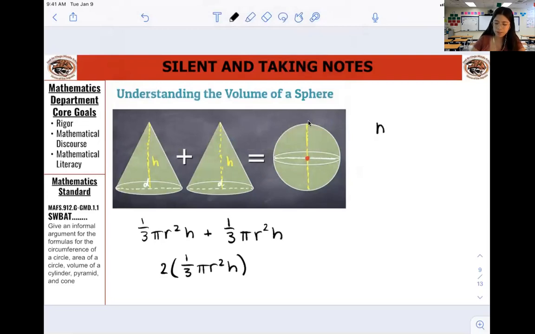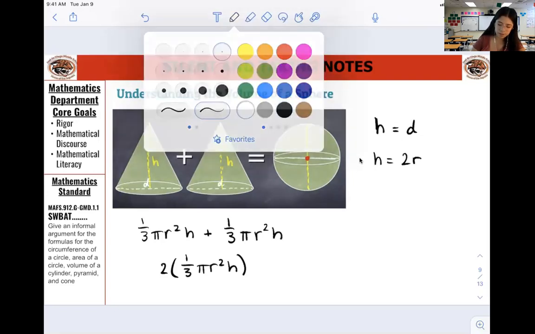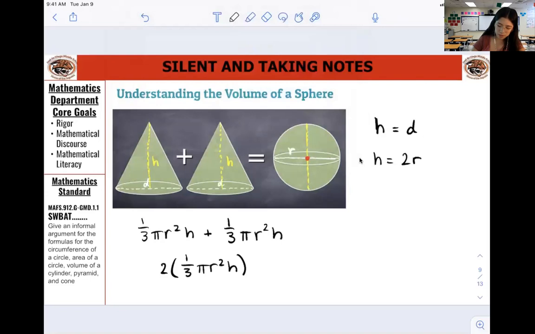Remember, the height is equal to the diameter. They're equal. So how many radii make up the diameter? 2. So the height is equal to 2r. Let me draw it out so you can see it a little bit better. Here's 1r. Here's another r. This is a radius, this is a radius. Same thing here. This is a radius, and then down here, this is a radius. So the height is equal to 2 radii.